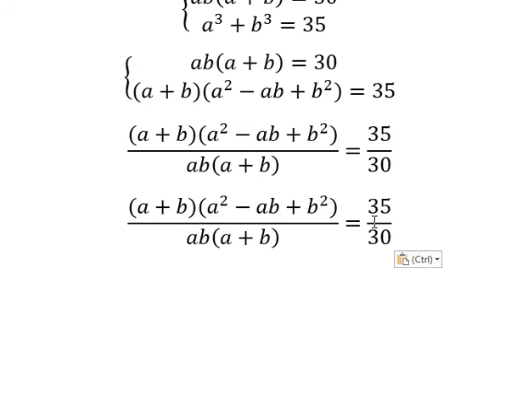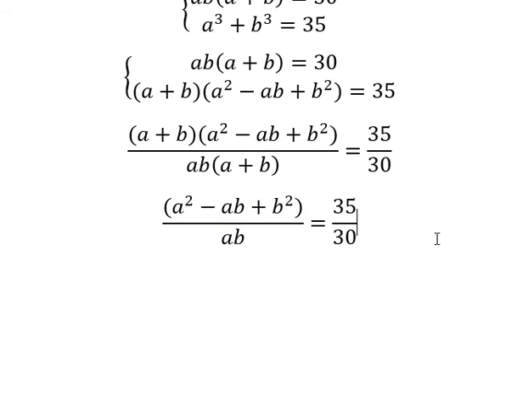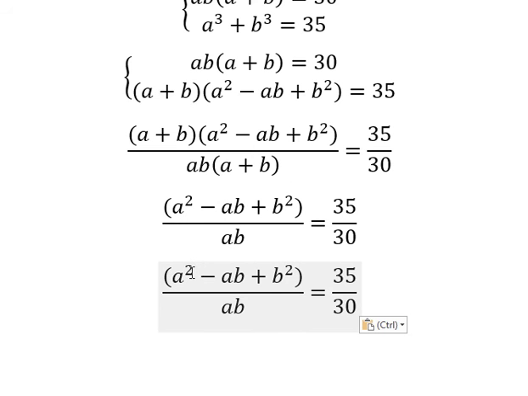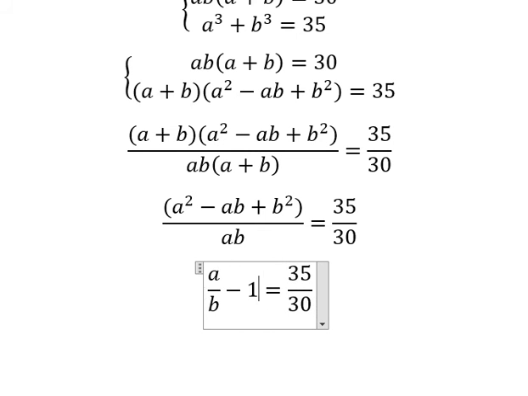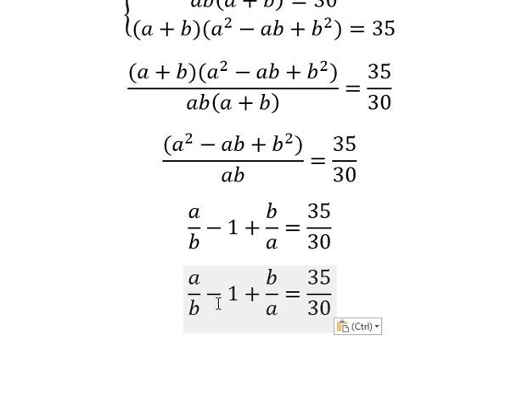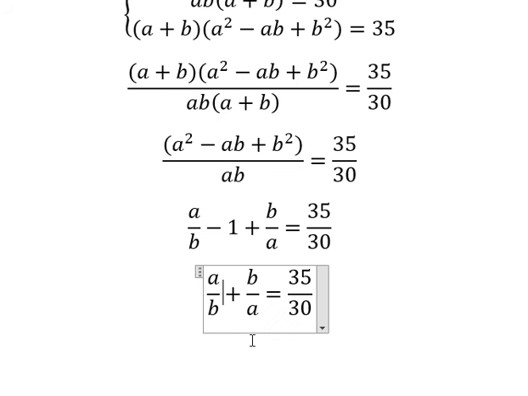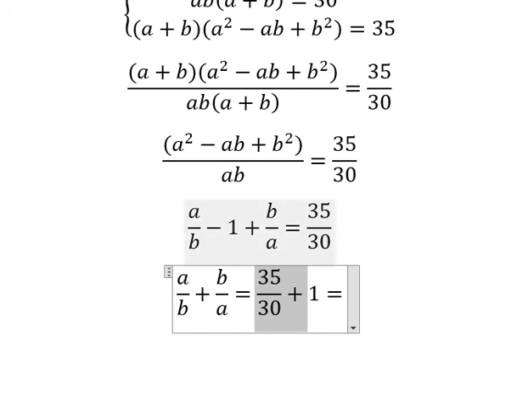Next, we simplify a plus b on the numerator and denominator. Next, a squared over ab and b squared divided by ab. So we have a over b minus 1 plus b over a. So I will put negative 1 to the left, go to the right. And this one we have 13 over 6.